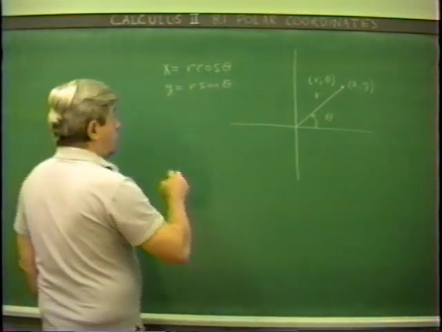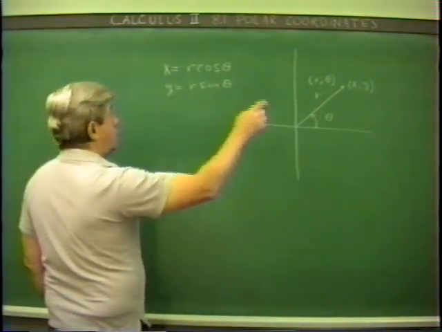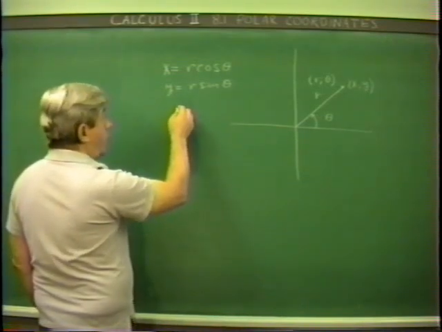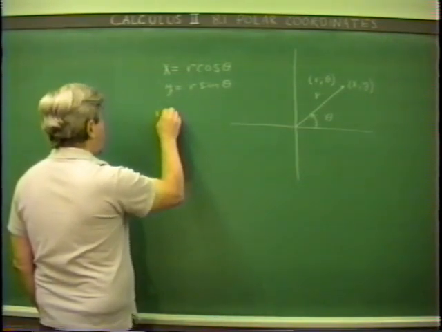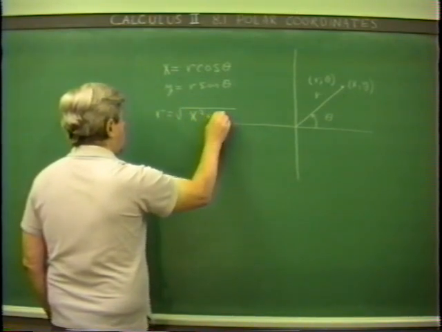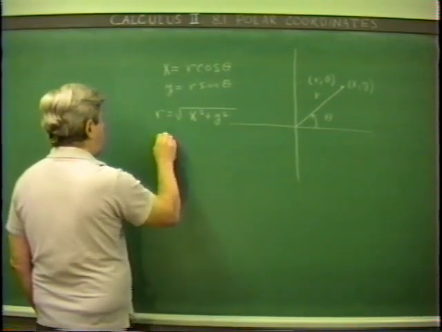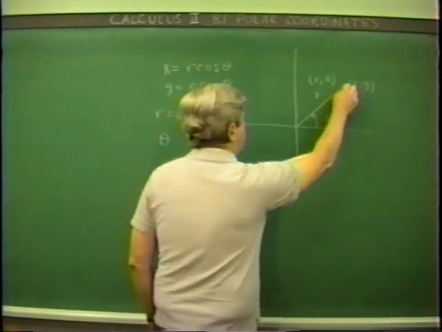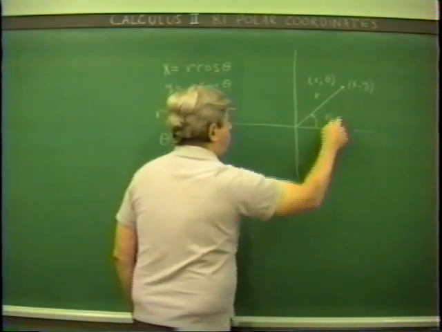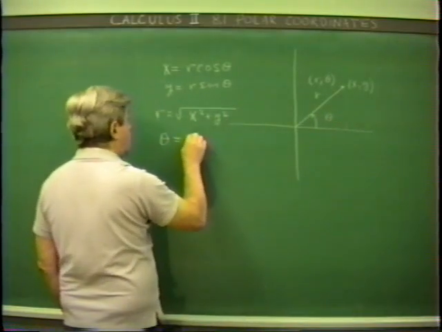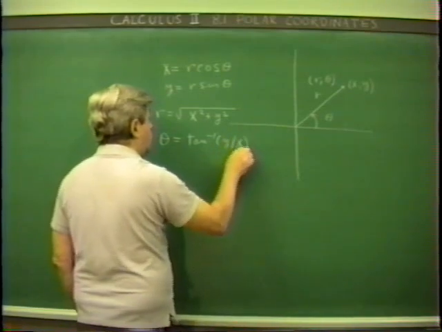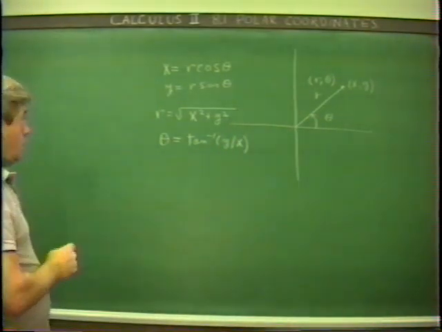Conversely here, if we know x and y, then we can find at least a value of r and theta, because r is equal to the square root of x squared plus y squared, and theta is the angle whose tangent is y over x. So tangent inverse of y over x gives you a value for theta.